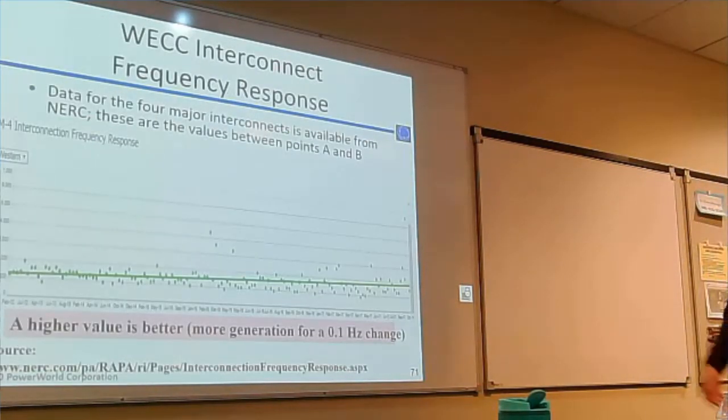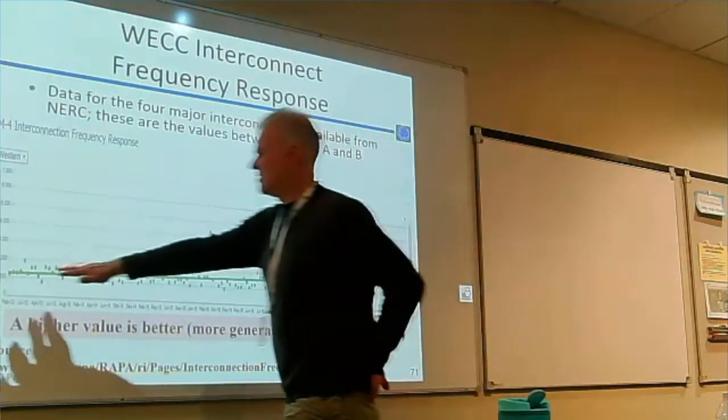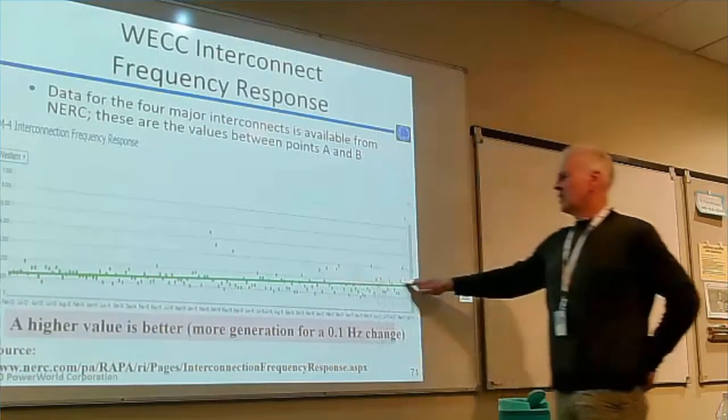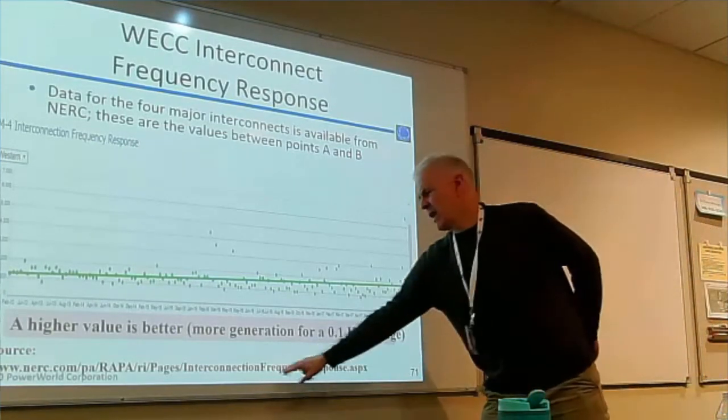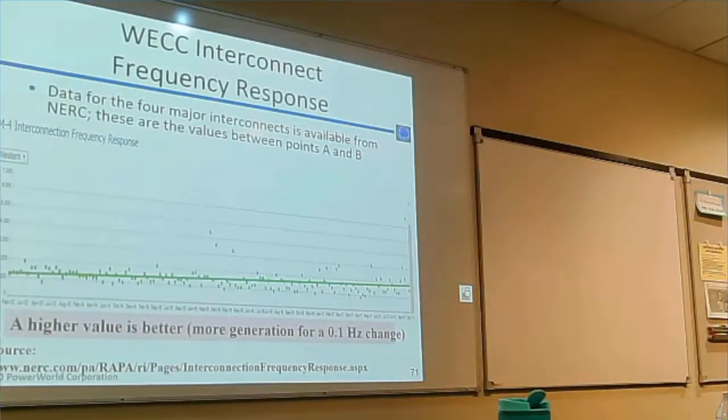NERC conveniently provides graphs showing the response here. I grabbed this, and it might be a little bit out of date, but this is showing the WECC, and they're measuring this from actual events. And the trend line is up, at least it was on the values that I'm showing here. You can go out and grab that off of the NERC site at that website there. Why are those green dots varying?